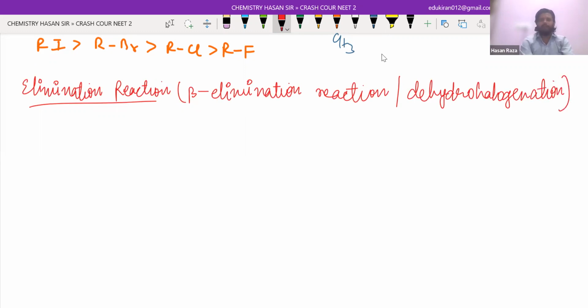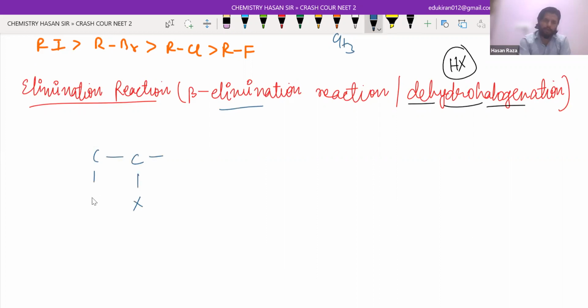Basically, whenever there is a prefix D, that means you are going to remove hydro, which stands for hydrogen, and halogen, that is HX. So if you remove HX, there will be formation of alkene, and this is known as beta elimination. Why is it beta elimination? I'm going to tell you.